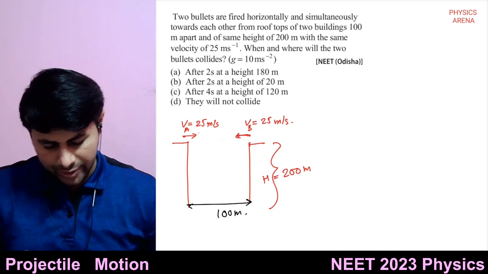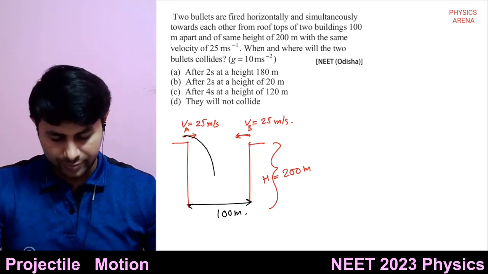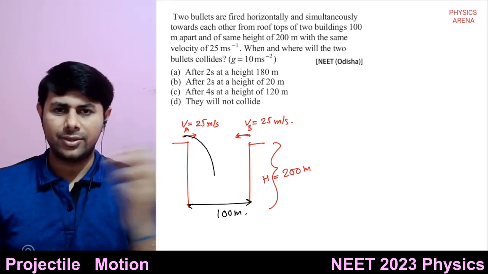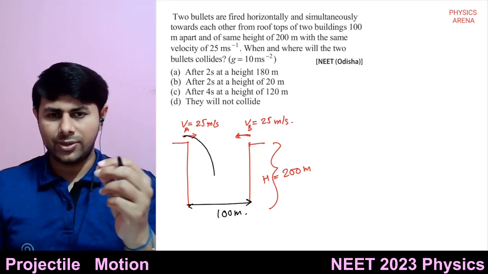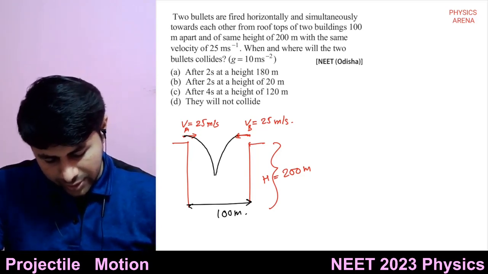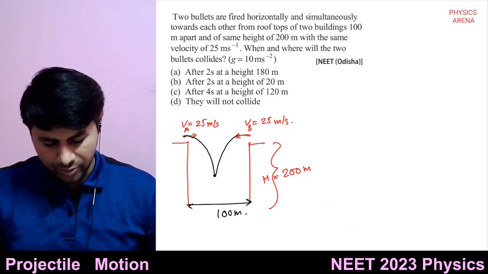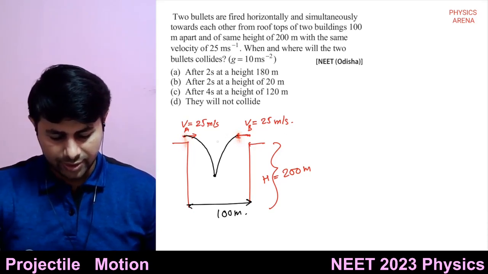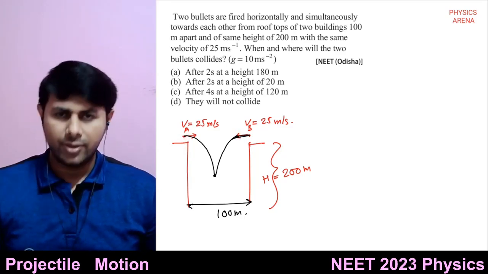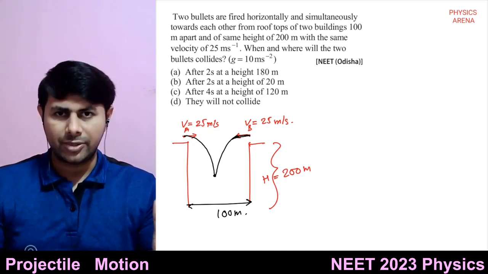The first bullet will follow this kind of path. If you throw something in the horizontal direction, it follows this kind of path, a parabolic path, and the other one also follows a parabolic path. They will meet at this point. So how much would be the distance covered by these two bullets? They are at a distance of 100 meters from each other.